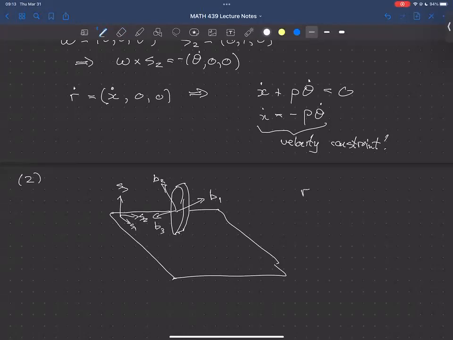So for this system, I had R as X, Y, rho, where again rho is the radius of the disk. So that's the vector from the spatial origin to the body origin. That defines the coordinates X and Y, the position of this point of contact. And then I had a spin angle, which I called theta, and a roll angle about B3, which I called phi.